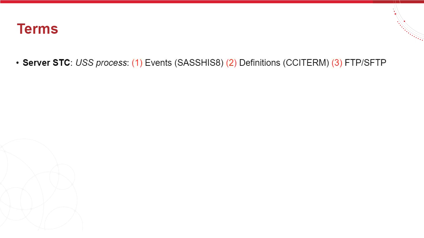Let's go over some of the terminology. Server STC is a USS-started task that runs the software processes. It is started by a JCL, which invokes bpx batch and passes the server code Unix executable as a parameter. It has three functions. First, it generates the events file RPT70 on a very short cycle, say 30 seconds.